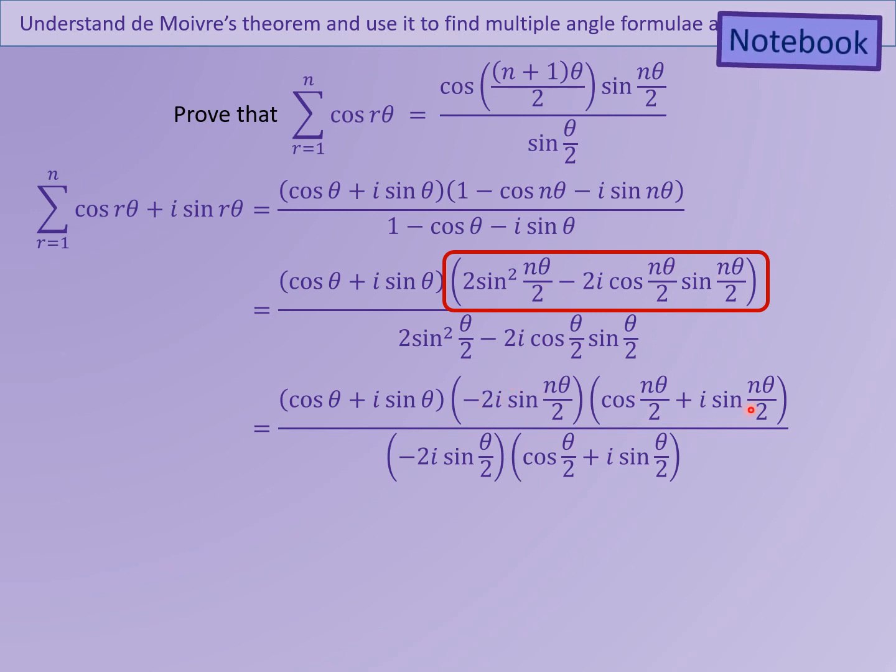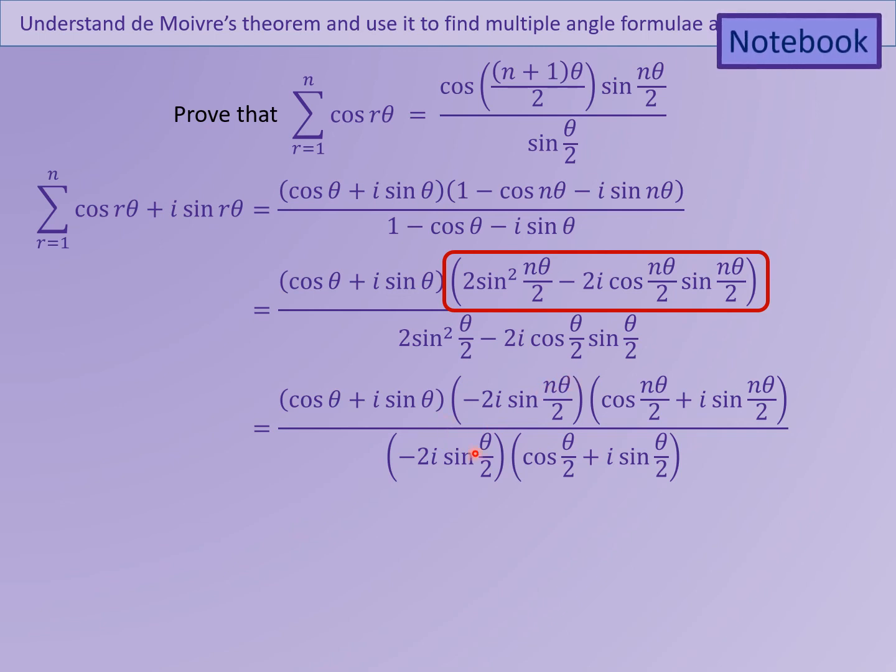If I get that times that, the i times the i will get you plus 1. Minus 1, sorry, but then you've got the minus there, makes it plus 1, which is where that part comes from. Just on the denominator, same idea. That times that gets you that, and that times that, with the i's cancelling to make minus 1, gets you that part. So why does that help us?